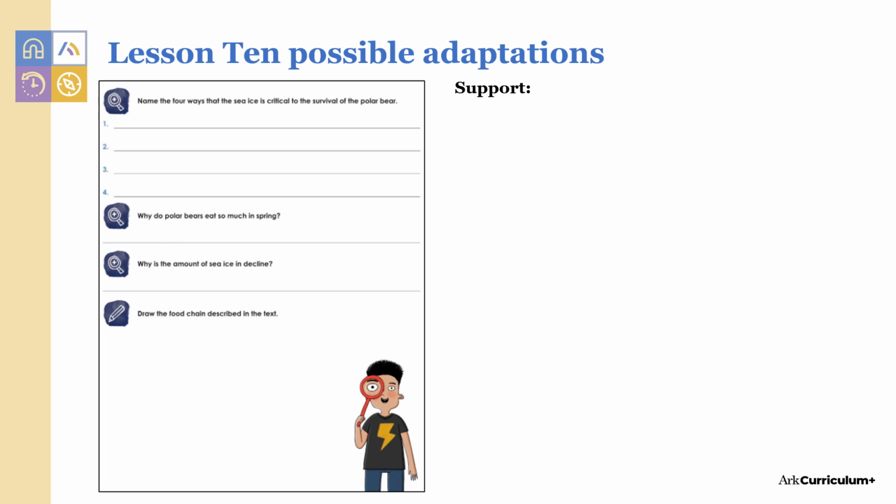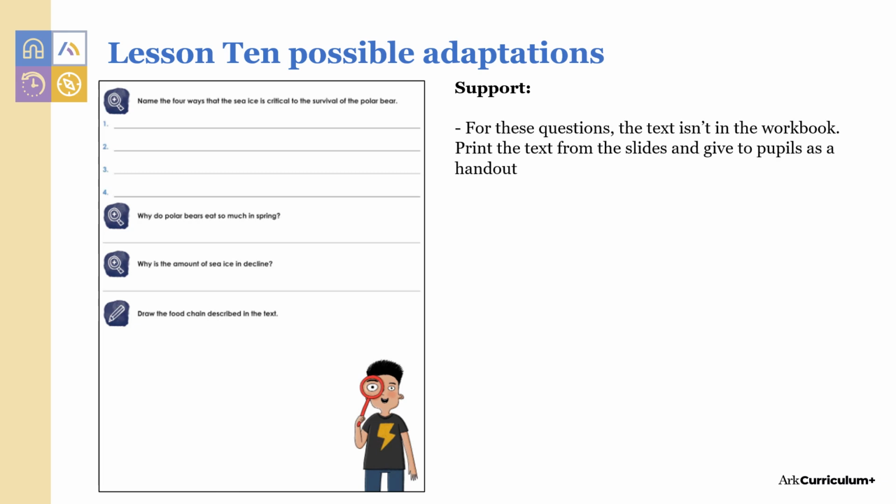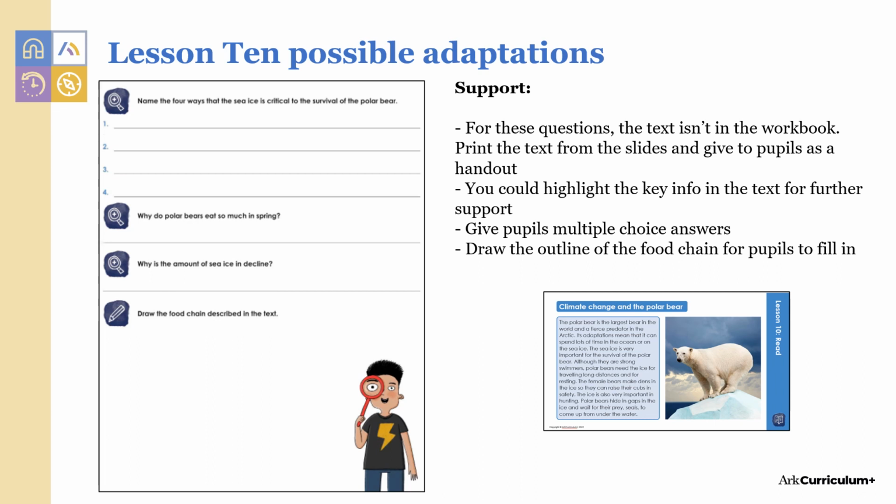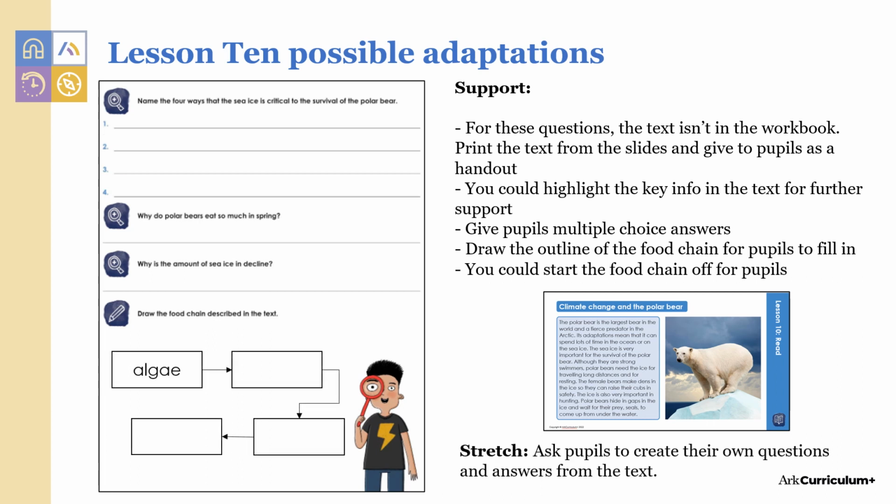In Lesson 10, pupils need to answer 3 retrieval questions and a right question. For these questions, the text isn't in the workbook, so you could print the text from the slides and give to pupils as a handout. You could highlight the key information in the text for further support. You could give pupils multiple choice answers, and you can draw the outline for the food chain for pupils to fill in. You could also start off the food chain for pupils. Stretch them by asking them to create their own questions and answers from the text. If time, they could test the class or their partner.